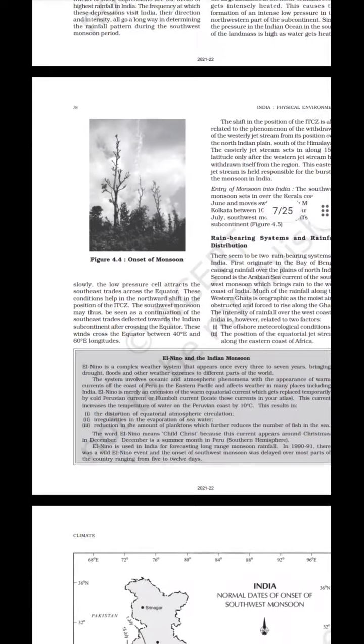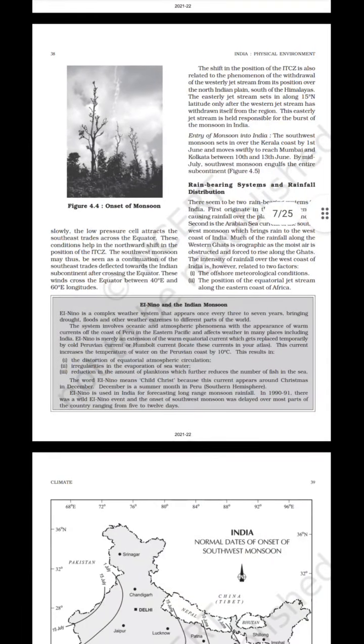the low pressure cell attracts the southeast trade across the equator. Take a look at figure 4.4, onset of monsoon. These conditions help in the northward shift in the position of the ITCZ. The southwest monsoon may thus be seen as a continuation of the southeast trades deflected towards the Indian subcontinent after crossing the equator. These winds cross the equator between 40 degrees east and 60 degrees east longitudes.